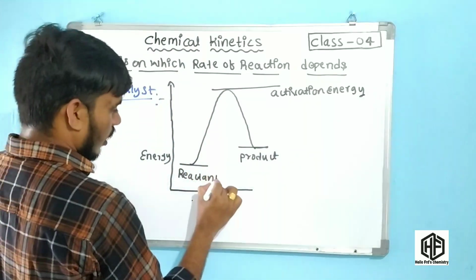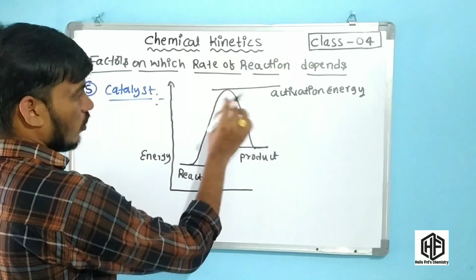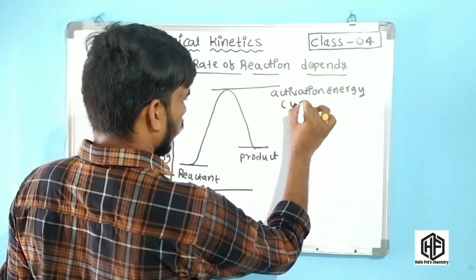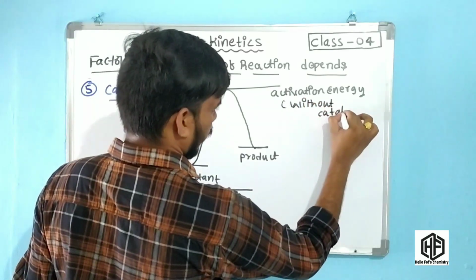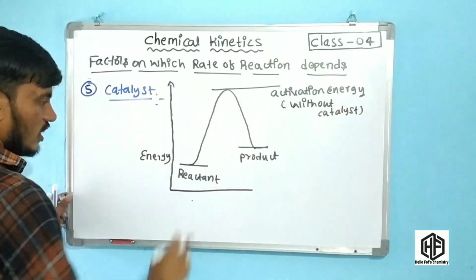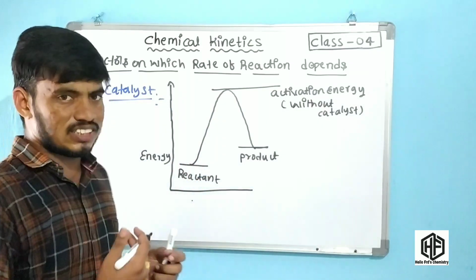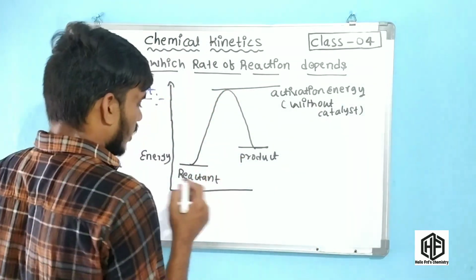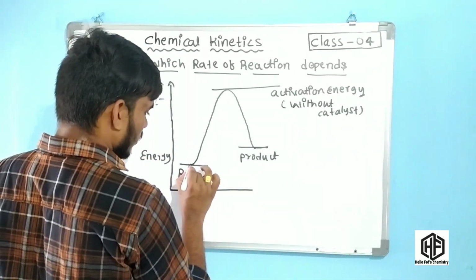The reactant is converted to the product without catalyst. Without catalyst, the activation energy is like this. Now the reaction speed decreases. Without catalyst, what happened friends? This reaction is very slow, but with catalyst, friends, what happened? The reaction is like this.